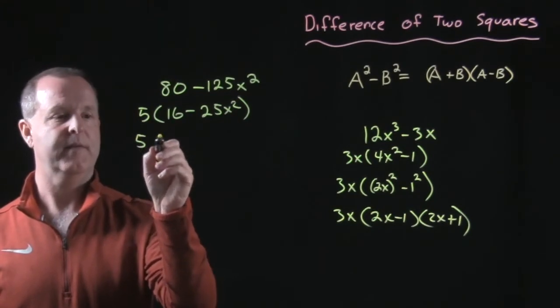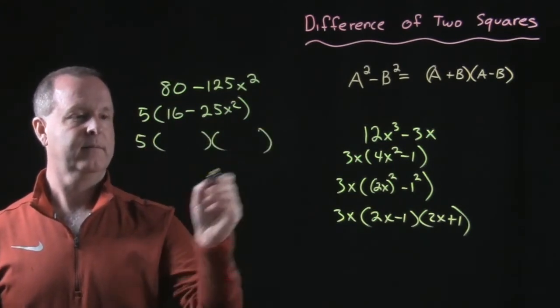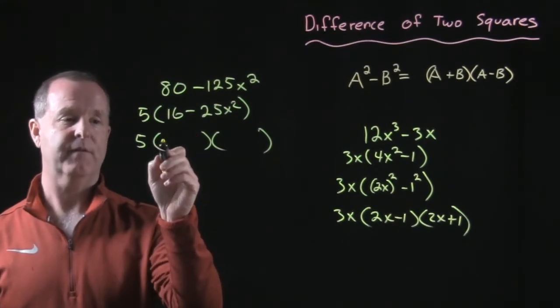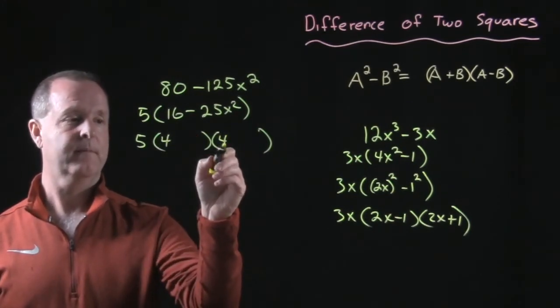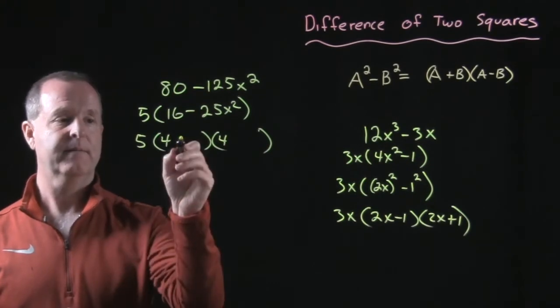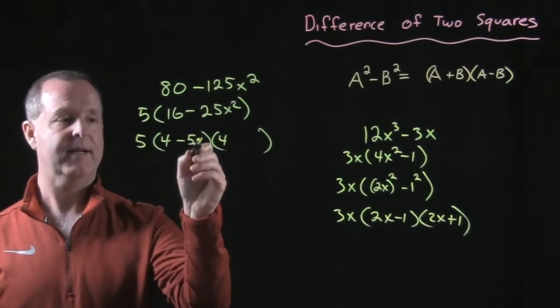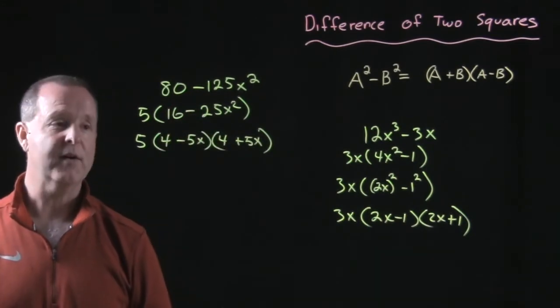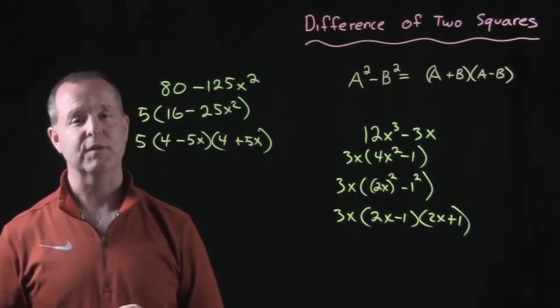So let's just go straight to it then. What does it become? Well, I need to have the square root of 16 first, which is a 4. And then the square root of 25x squared: one will be a minus 5x, and the other one's going to be a positive 5x. And there you have it, factoring by using the difference of two squares.